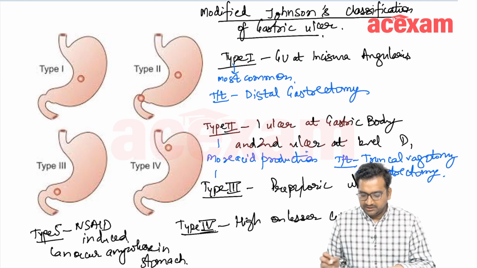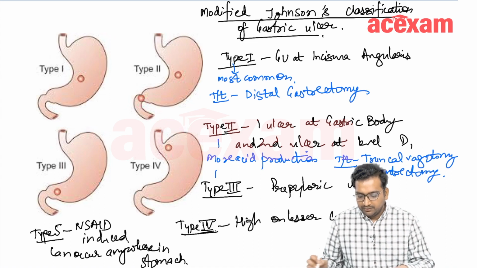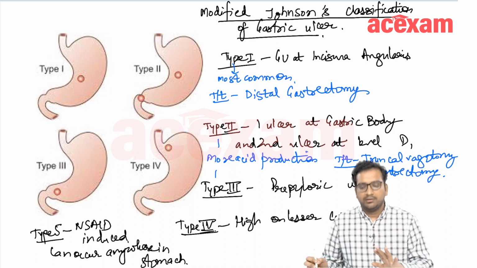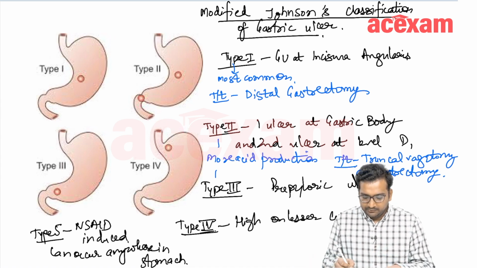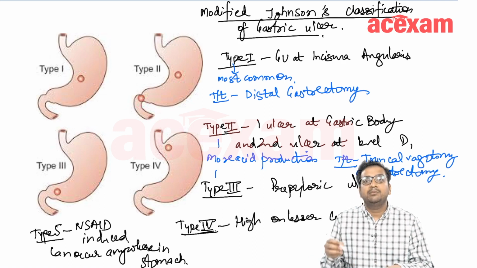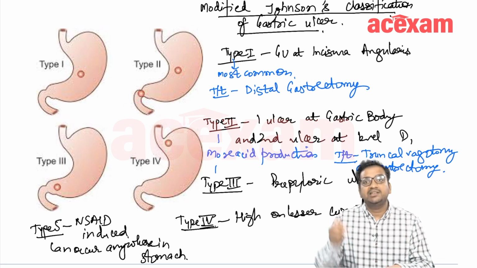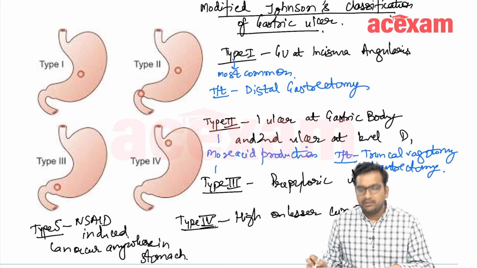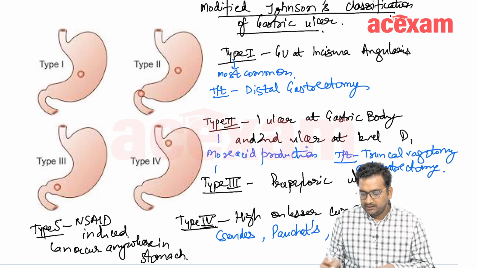Now comes the type 4. As you can see here, this type 4 is very high on the lesser curvature. For this, we have to do a named procedure. Okay, so there are many types of named procedures. I'll enumerate them for you, and some are based on only antrectomy, some are based on excision of only ulcer, and some are based on excision of antrum as well as the whole of the lesser curvature of the stomach. Okay, and the names are Sandys, Pauchet's, Shoemaker, and Kelling-Madlener procedure.